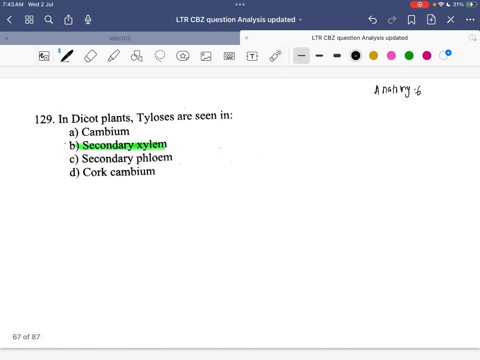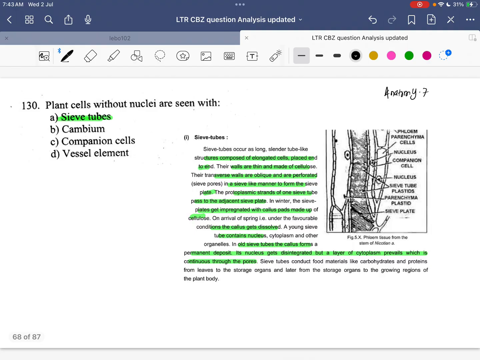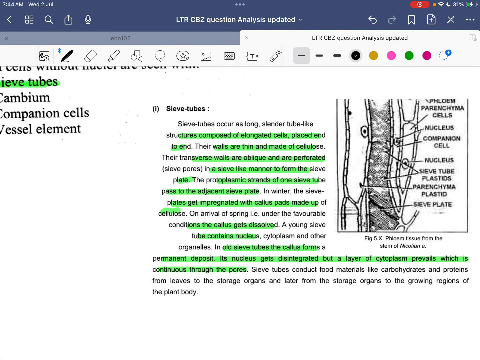So two doubts came. In dicot plants, tyloses are seen and generally it is in secondary xylem. In this case I am not attaching the reference here. This is again an out of syllabus question from graduation. Plant cells without nuclei are called sieve tubes. Here it is mentioned that sieve tubes have cytoplasm. In all sieve tubes, callose forms a permanent deposit. Wait.